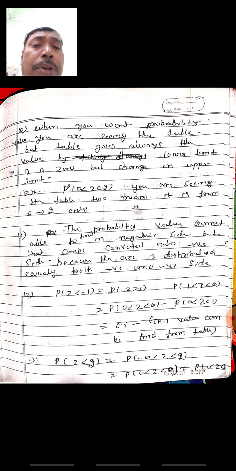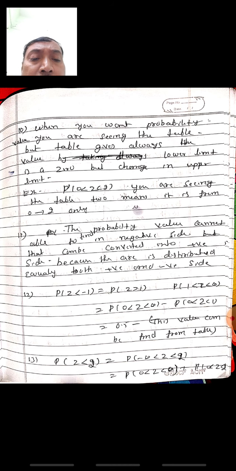Whenever you want a probability value, you are always seeing the table. But the table always gives the positive side value, meaning only 0 to infinity, it cannot give the minus infinity to 0 side. Also one more thing, the lower limit should always be given from 0 only. The upper limit you can change, 1, 2, 3, whatever, but the lower limit is the standard, it will be 0 only. Example, probability from 0 to 2. It starts from 0, but you look up 2 in the table, because the lower limit is standard, it will be 0. Okay, now see the problem here.